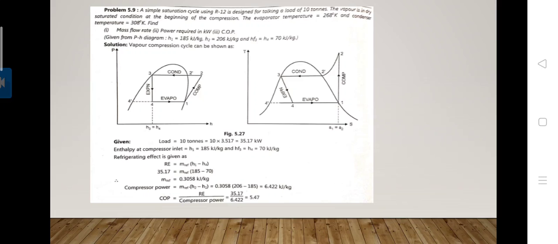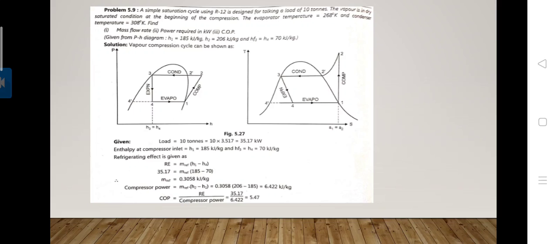And here they are given the values of H1, H2 and HF3 is equal to H4 values, that are the enthalpy values which are taken from the PH diagram. That is H1 is equal to 185 kilojoule per kg, H2 is equal to 206 kilojoule per kg, and HF3 is equal to H4 is equal to 70 kilojoule per kg. Okay, first we understand this process.